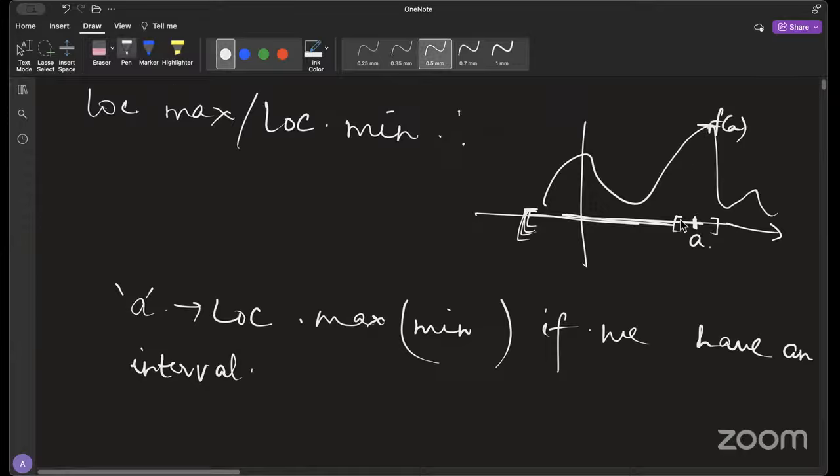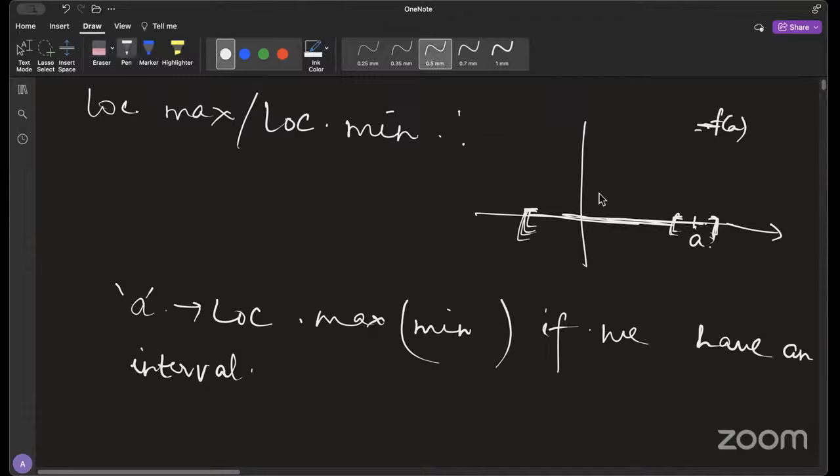You would want an interval around A such that every height in this interval, every value corresponding to every point in this interval, needs to be lesser than this f(A). If you take this to be the interval, then every value from here to here, this height, this height, on the right side to this height, all of them are lesser than f(A), right? That's why we'd call it a point of local maxima.